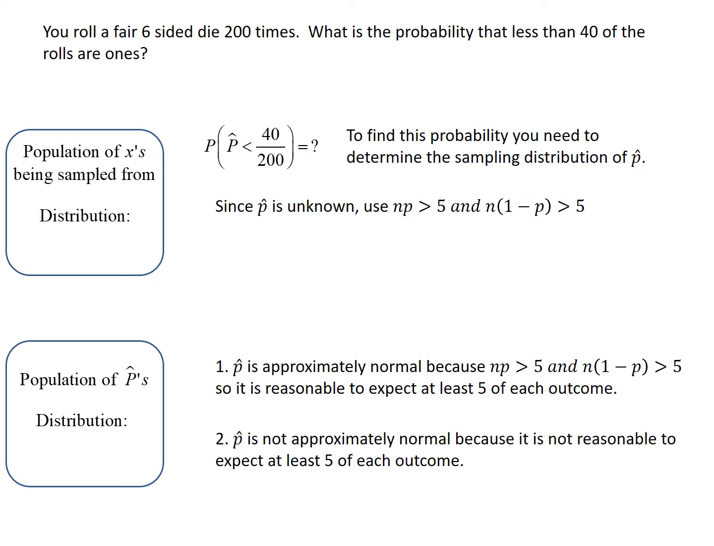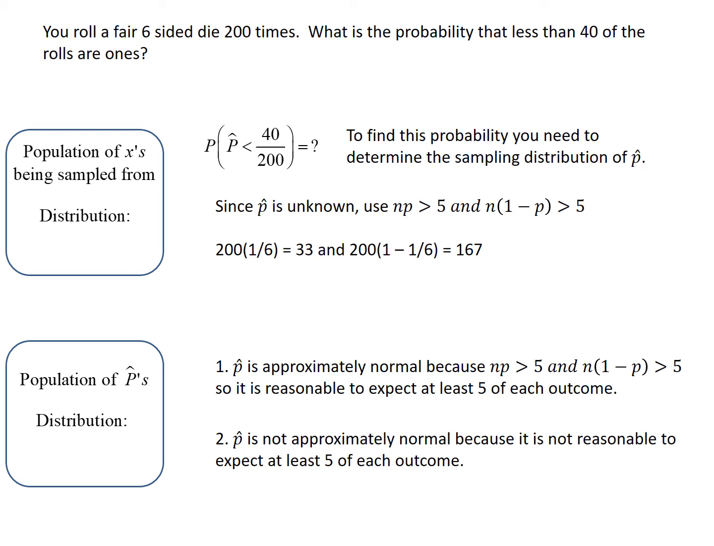Right? So we have our two options. Okay? And because p hat is unknown, we're going to check n times p and n times 1 minus p and see if they're both bigger than 5. So n is the number of times we roll the die, 200. P is the probability of getting a 1, which is going to be 1/6. So n times p, 200 times 1/6 is about 33. And 200 times the probability of not getting a 1, okay, so that's 1 minus 1/6, or 5/6, is about 167. And again, I could just do 200 minus the 33.